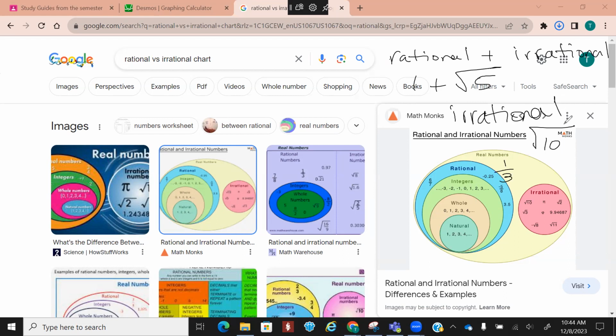Now you just have to be mindful of it, because there are some instances where you get a rational number. So for instance, if I have the square root of 2 times the square root of 2, when I multiply that together, what does that give me? Which is 2. Is that a rational or irrational number? Rational. So you just have to be mindful of those examples. Okay.